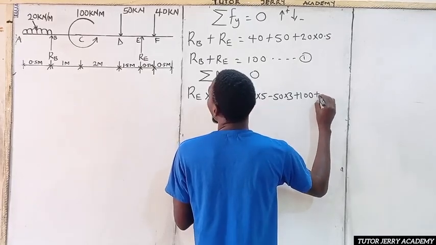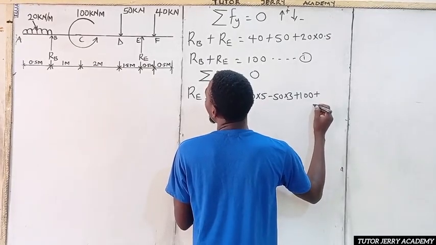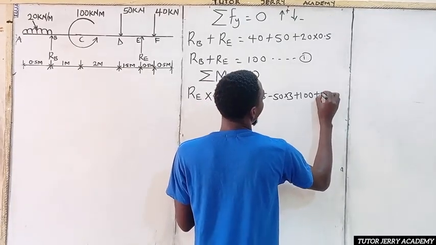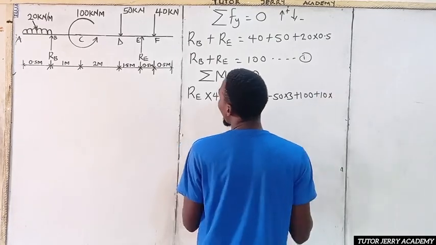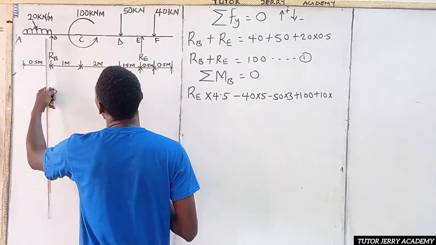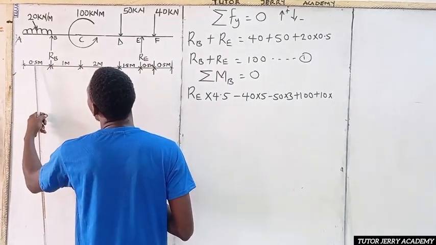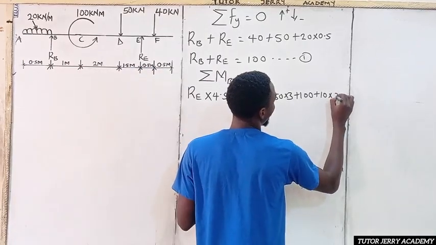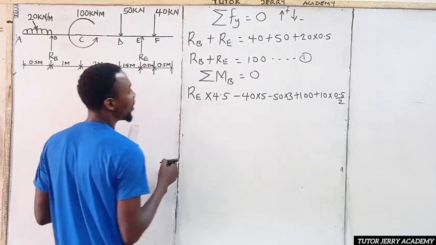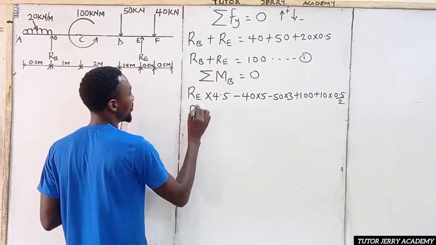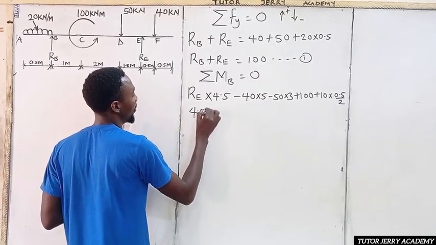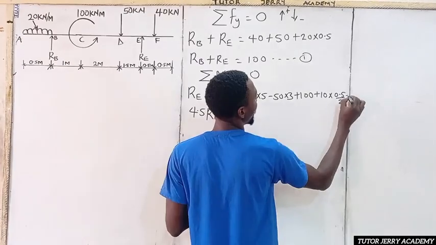So that is going to be plus 20 times 0.5. 20 times 0.5 is 10, right? Then we multiply that by the distance it's going to cover, from the center to this point, so 0.5 divided by 2. So here we are going to have 4.5 R_E, which will be equal to 0.